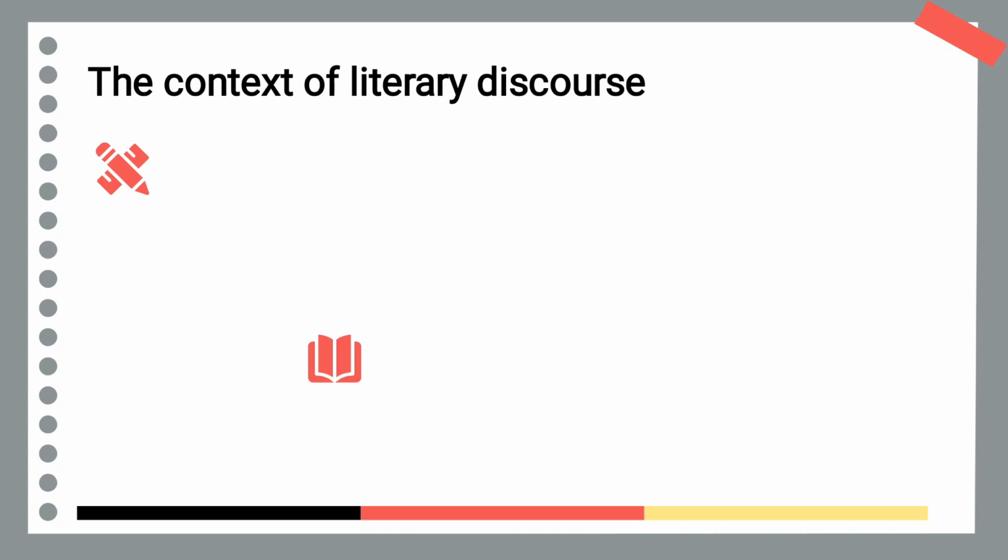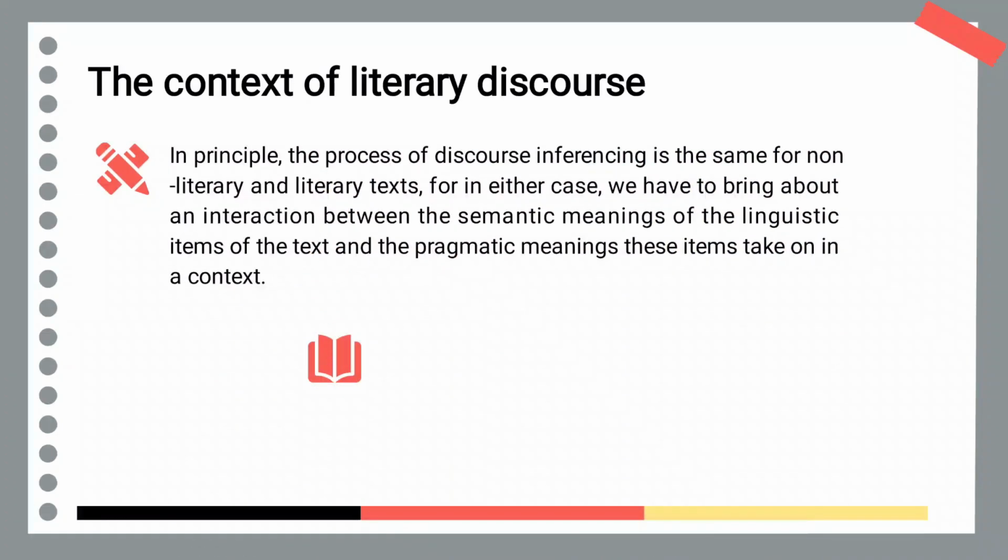The context of literary discourse. So we talk about text, context, and discourse, but how are they relevant to literary text? In principle, the process of discourse inferencing is the same for non-literary and literary text. For in either case, we have to bring about an interaction between the semantic meanings of the linguistic items of the text and the pragmatic meanings these items take on in a context. So, deciphering the meanings of the discourse of both non-literary and literary texts can have the same process as we have to study the relations and interchange of semantic meanings and pragmatic meanings of both types of text.